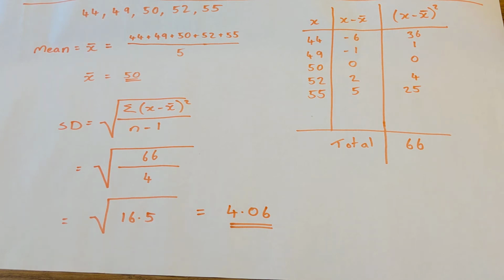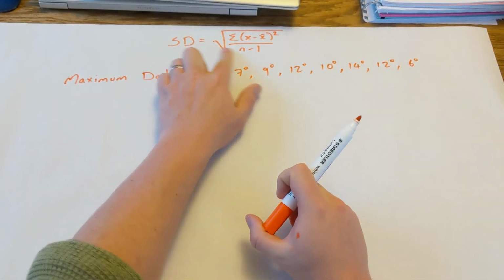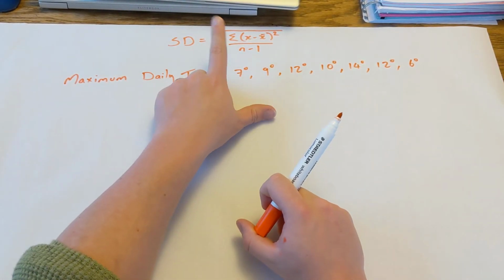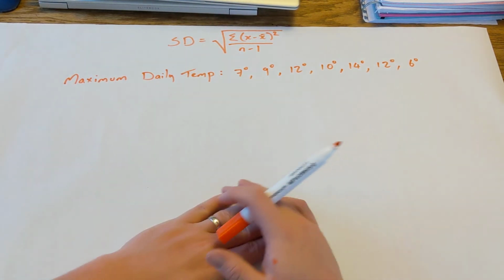Right, let's look at another example of this, just so you can see another one done through properly before you go away and try some by yourself. Okay, so here I've set up another example. I've written down the formula again so we don't forget it. You will be given this, so you don't need to memorise it. You just need to know what it actually means and what it's telling you to do.